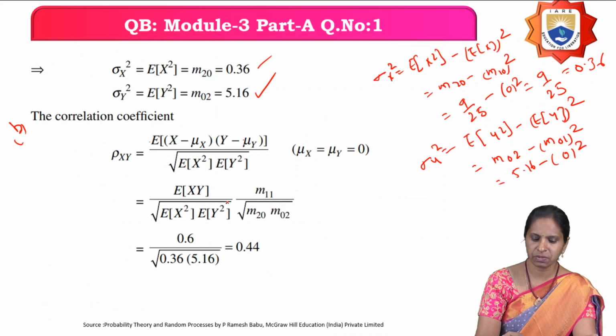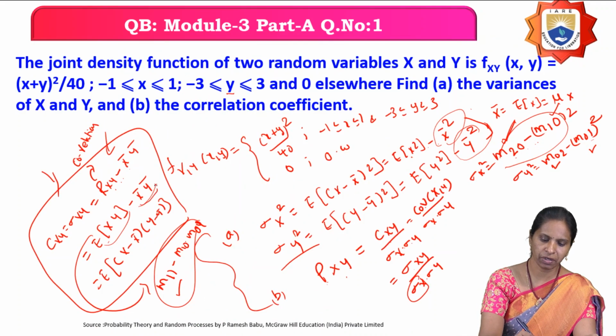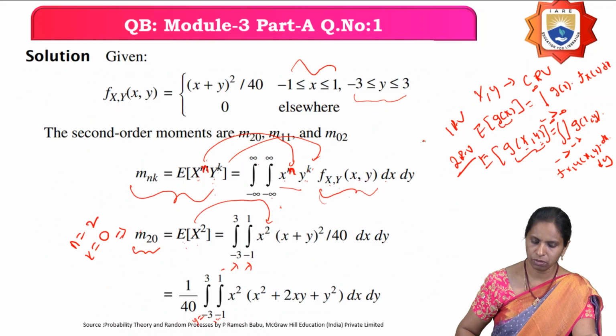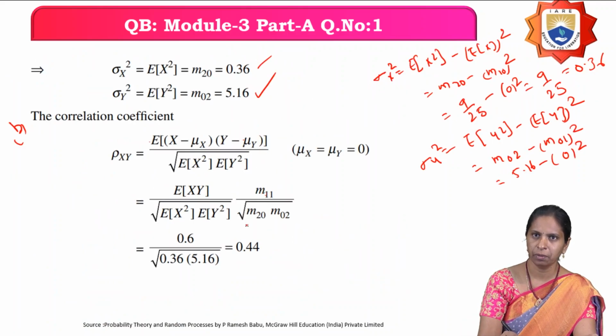So what is e of xy? E of xy minus x bar into y bar. So what is x bar y bar? You got here 0. Therefore you get the equation for correlation coefficient for this problem: rho xy is equal to e of xy by square root of e of x square into square root of e of y square. Therefore, what is e of xy? m11 by square root of m20 into m02.